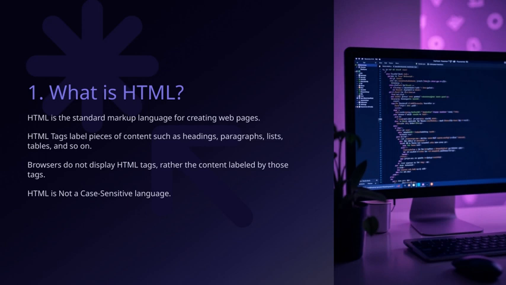For example, headings, paragraphs, lists, tables, all of these are marked up with specific tags. They help define the different sections and elements on a page. It's important to remember that browsers don't actually display these HTML tags to us. Instead, they read the tags and then show us the content that's labeled by those tags. So, when you see a web page, you're only seeing the visual content, not the underlying code.